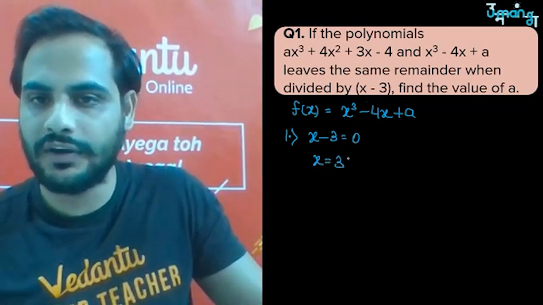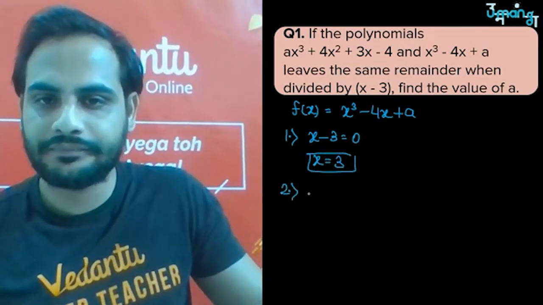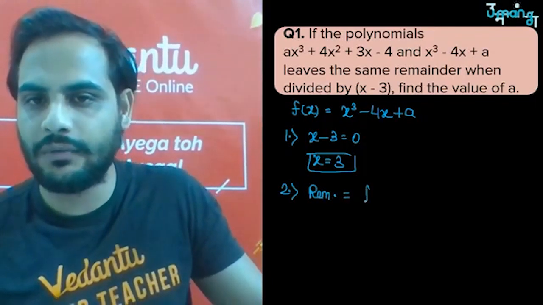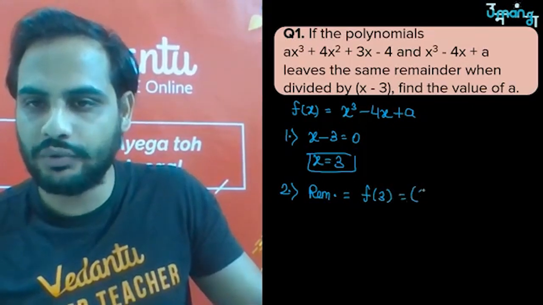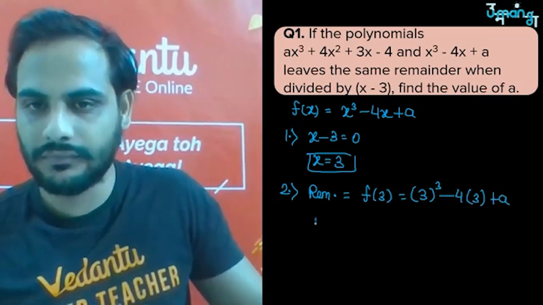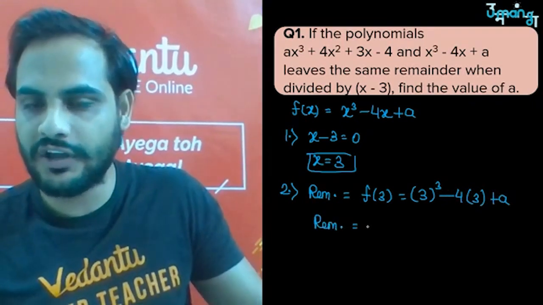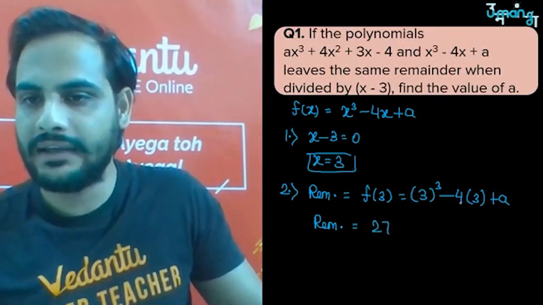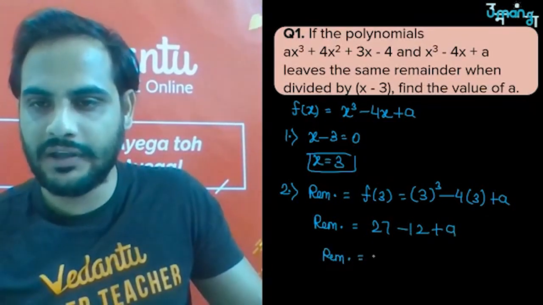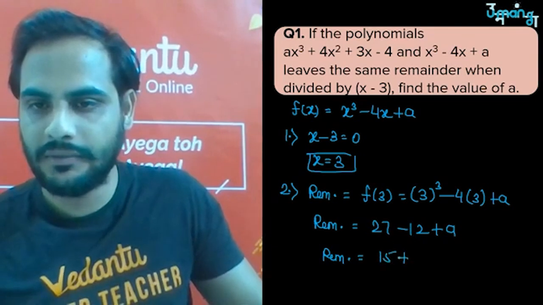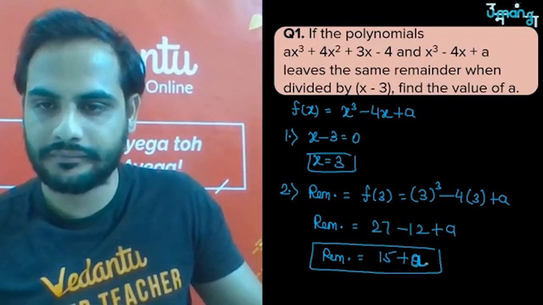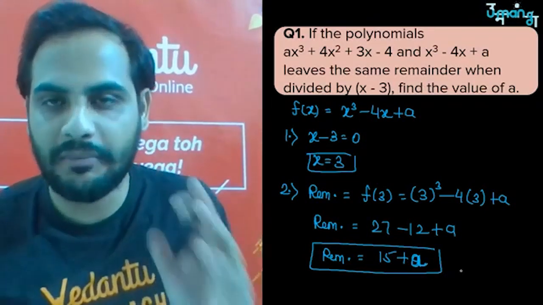So we got x is equal to 3, right? Now second step, the remainder will be equal to the value of this dividend at x is equal to 3. So that will be equal to 3 cube minus 4 into 3 plus 8. So your remainder will be equal to 3 cube is 27 minus 4 into 3 is minus 12 plus 8. So your remainder will be equal to 15 plus a, right? So you have got the remainder in case 1.